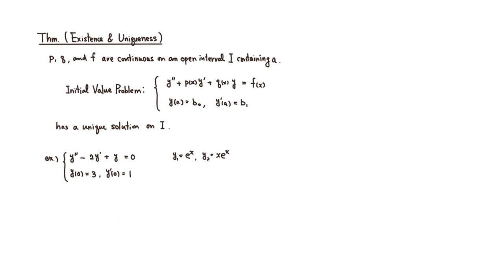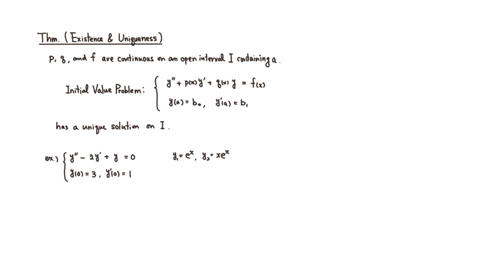The differential equation is y double prime plus p of x y prime plus q of x y is equal to f of x. This is just a second order linear equation, and this one is non-homogeneous. And the initial value conditions are y of a is equal to b0 and y prime of a is equal to b1. If that's the case, then this initial value problem always has a unique solution on this interval I. We're not going through the proof, but let's look at an example.